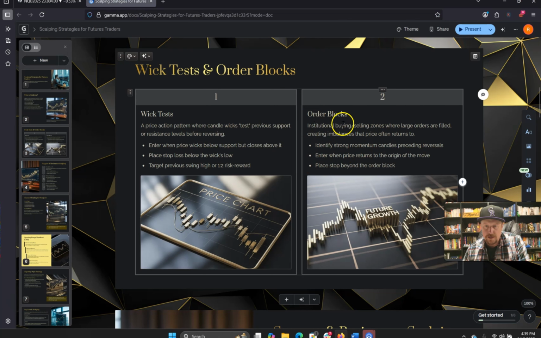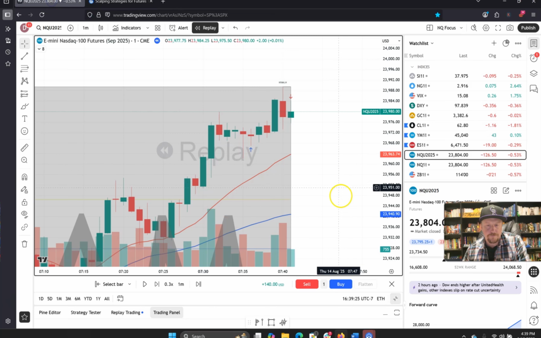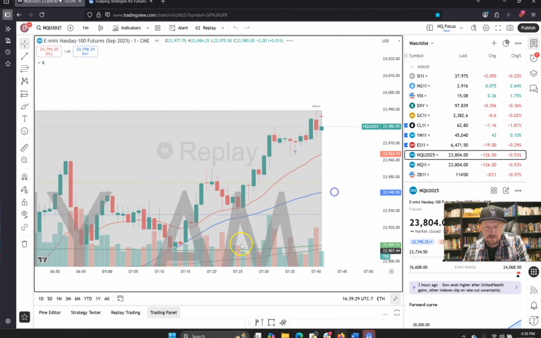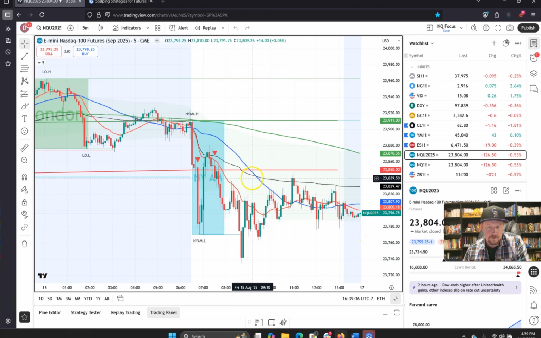much easier. Okay, institutional buying and selling zones, or large orders are filled, creating imbalances that price often returns to. Identify strong momentum candles preceding reversals, enter when the price is on the move. Okay, so for good order blocks, I tend to find that the 5-minute is a little bit better. Go to the 5-minute, see if we can find a good example.